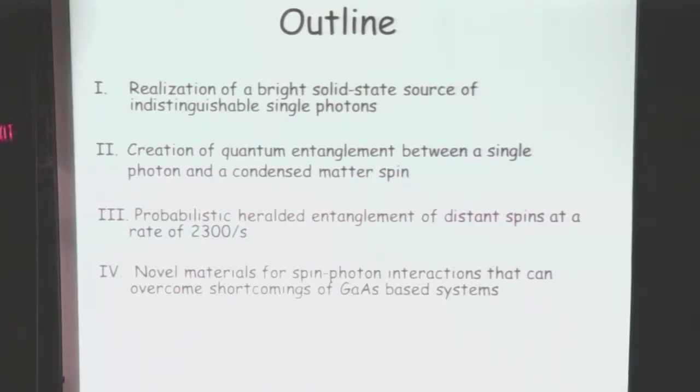I'll tell you about sources of indistinguishable single photons, then about experiments showing entanglement between a photon and a spin, then the heralded entanglement, at a relatively high rate, of distant spins. Distant in this case means spins separated by 5 meters. And in the last part, I'll show you some recent experiments on a new material system, which holds quite a bit of promise in overcoming some of the shortcomings of the gallium arsenide-based systems that I will first focus on.